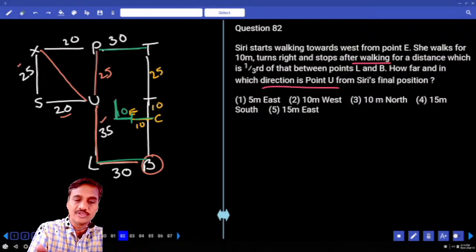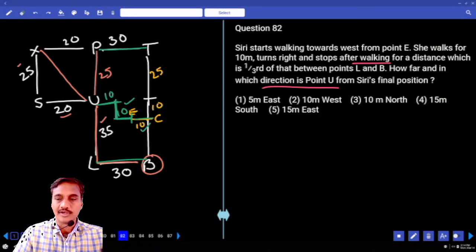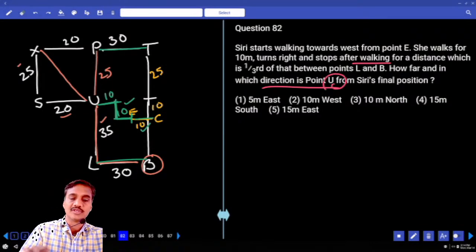Now the distance between U and series' point. Out of 30, this is 10, this is 10, and what is left is 10. Done. And how far is U from series' point? 10 meters. And U is towards which direction? West. So 10 meters towards west, choice 2, question number 82.